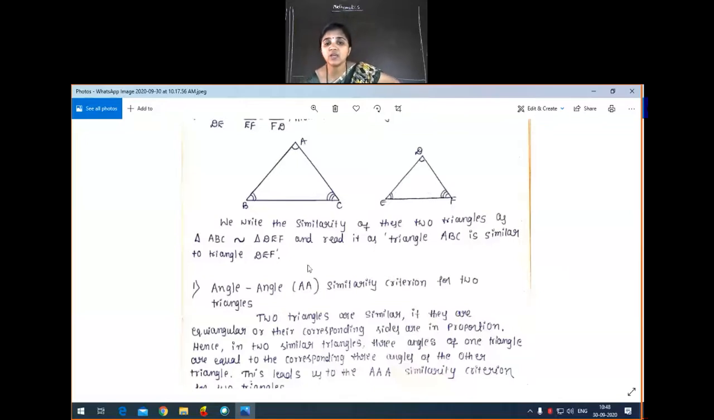Why are we taking only two angles? Because we all know if two angles of one triangle are equal to two angles of the other triangle, then according to the angle sum property, the third angle is always equal, no?